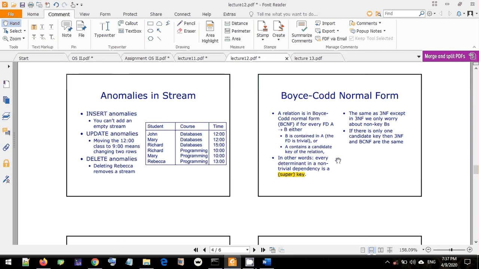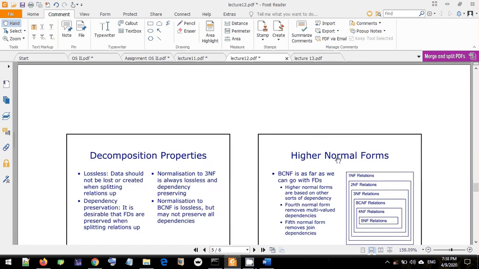You just have to know that it is basically the same as the third normal form, except that in the third normal form we only worry about non-key attributes, and if there is only one candidate key in the third normal form, then the Boyce-Codd normal form is the same as the third normal form.